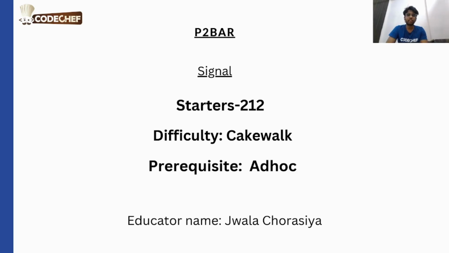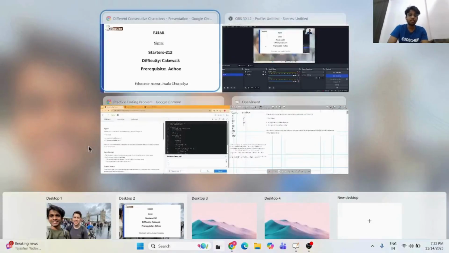Myself Jwala Chaurasi, and today we are going to solve a problem which came in Starters 212. The name of the problem is P2BAR and the problem code is SIGNAL. The difficulty rating of the problem is cakewalk and the prerequisite is ad hoc. Let's start with reading the problem statement over here.